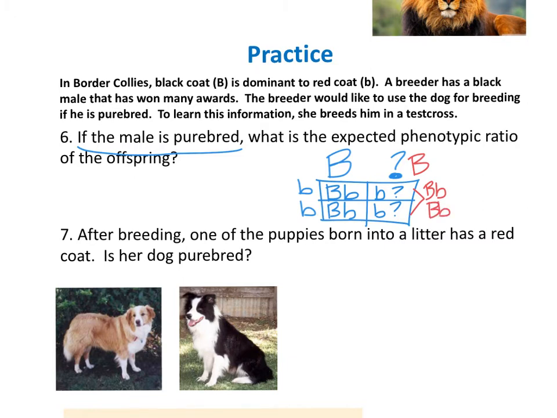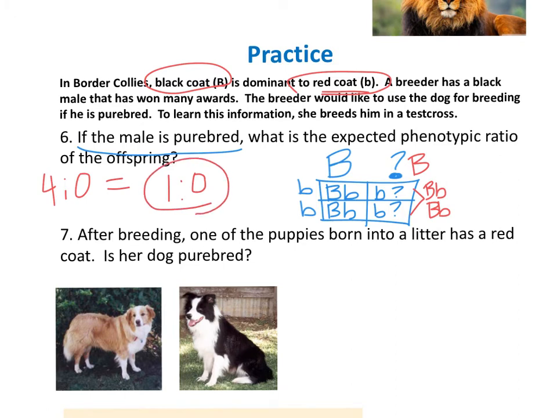So if the offspring was purebred, what is my expected phenotypic ratio? How many blacks would I have to how many reds? Well, all 4 of them would be black, and I would have 0 that are red. I can simplify that by dividing both of those by 4, which would give me a 1-to-0 ratio.